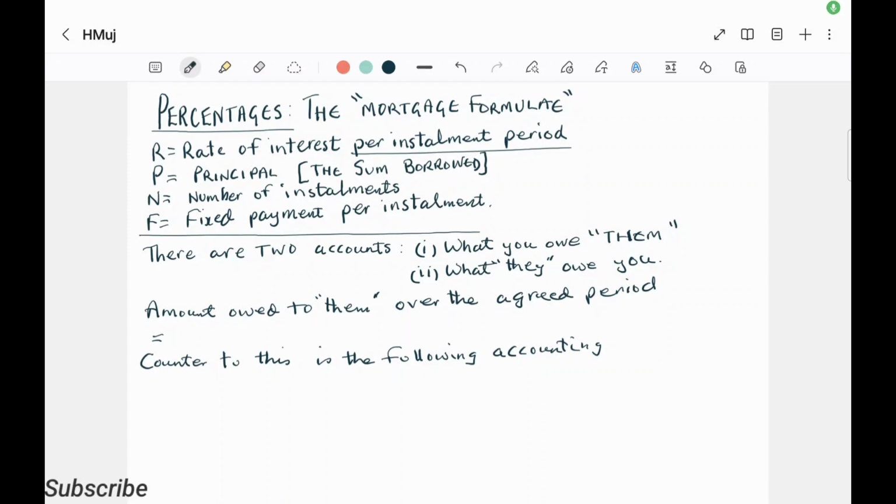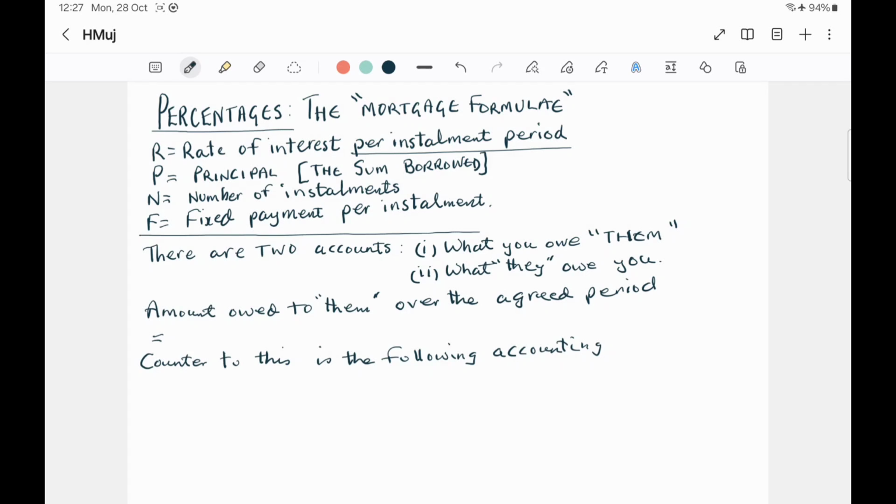Right, in this video, I want to deal with the mortgage formulae, which is of highly practical value. Now, the notation we're going to use is R is the rate of interest per installment period, P is the principal, which is the sum borrowed, and N is the number of installments. F is the fixed payment per installment.